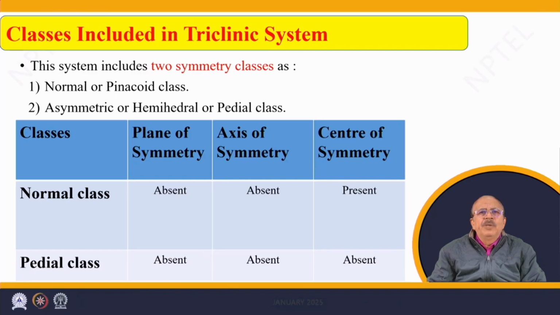The details about the plane of symmetry, axis of symmetry and center of symmetry in this system are: there are two different classes, that is normal or pinacoid class and asymmetric or hemihedral or pedial class. So the plane of symmetry in normal class is absent, axis of symmetry absent and the center of symmetry present, whereas in the pedial class the plane of symmetry absent, the axis of symmetry absent and the center of symmetry absent.